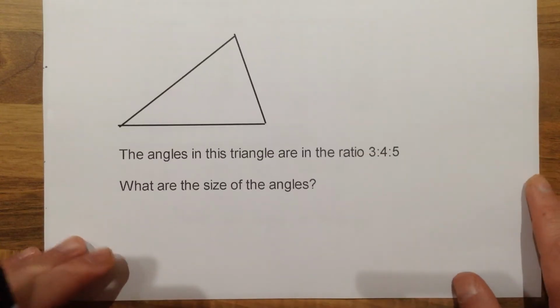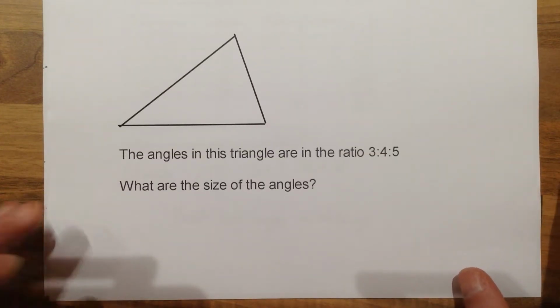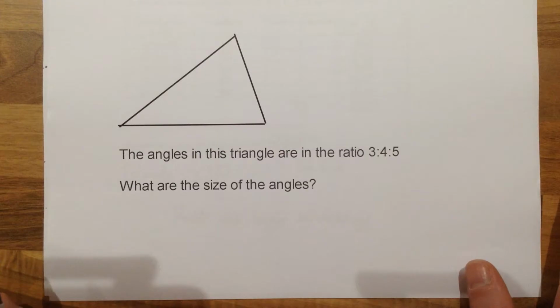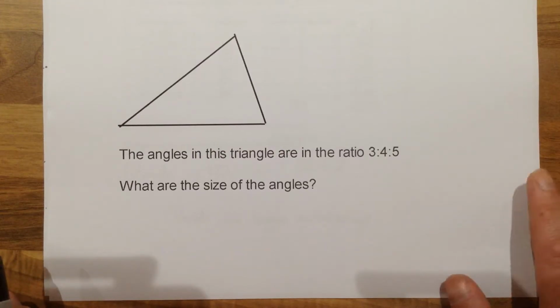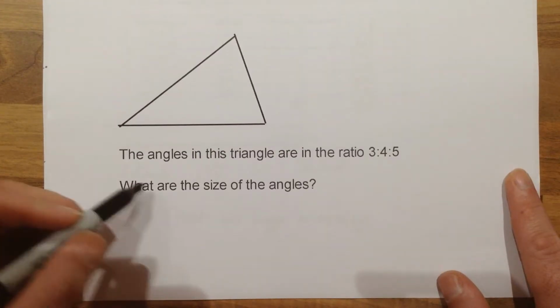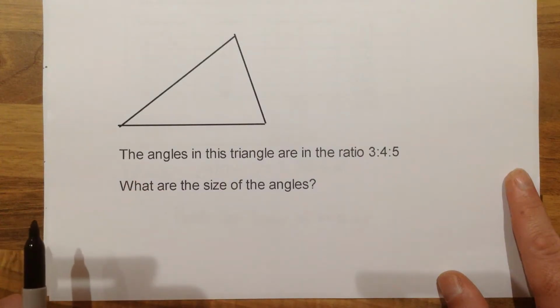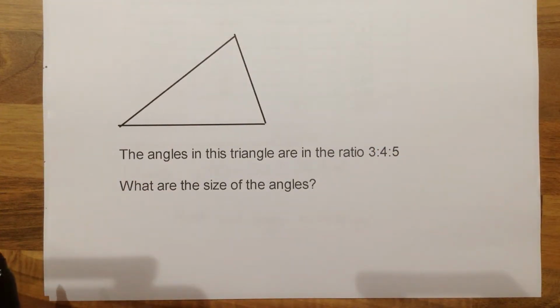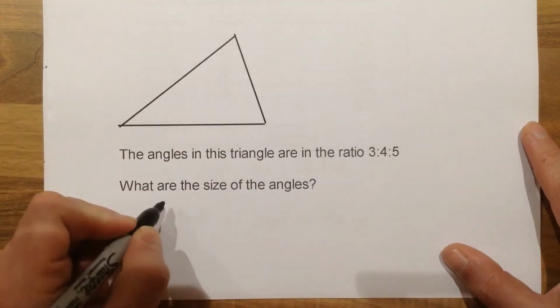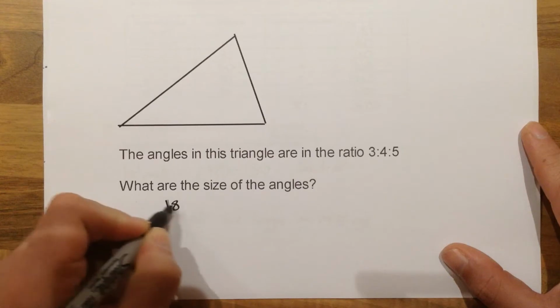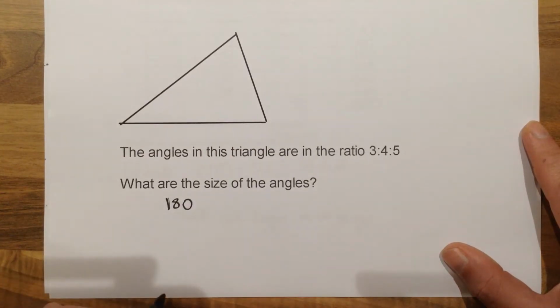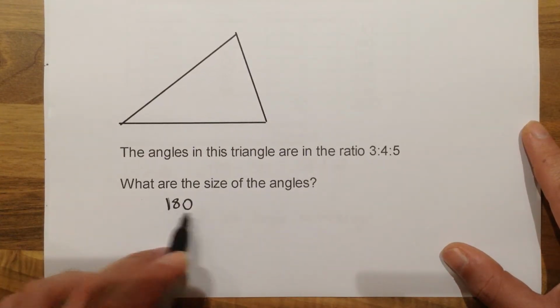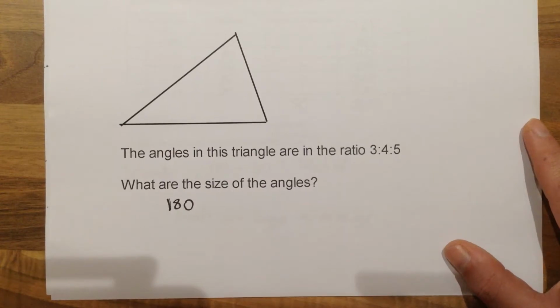The next topic we're looking at is ratio. Here we are combining ratio and an angle question. So what we have here is that the three angles in a triangle are in the ratio 3 to 4 to 5. Now we know that the three angles in a triangle add together to 180. So actually what we're doing here is sharing 180 in the ratio 3 to 4 to 5.